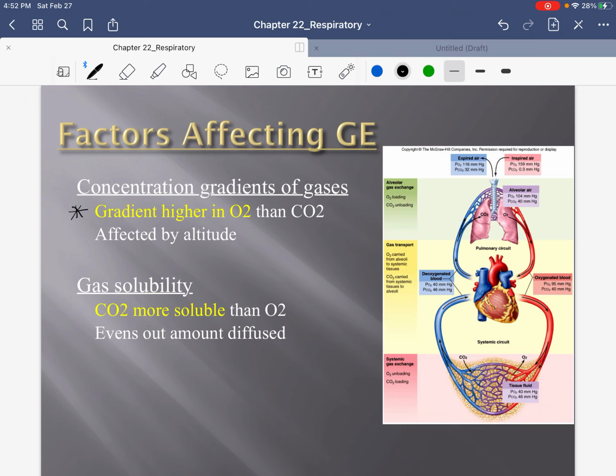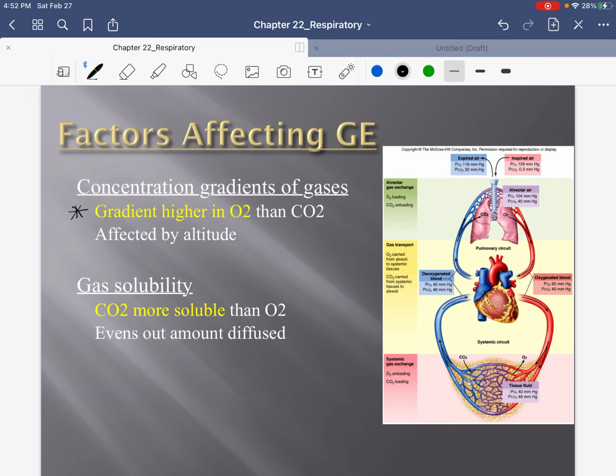So it begs the question, don't we want to be exchanging about equal amounts of these gases? And the answer is yes. So what we're finding out here is that even though we need both gases to have a concentration gradient and we need both gases to be soluble in water, oxygen and carbon dioxide benefit more from one than the other.